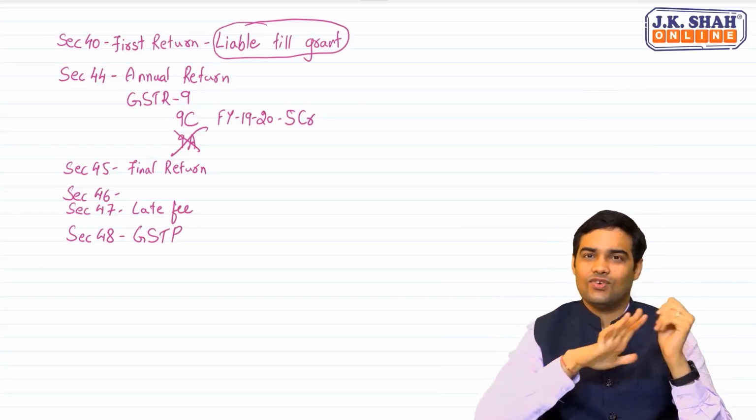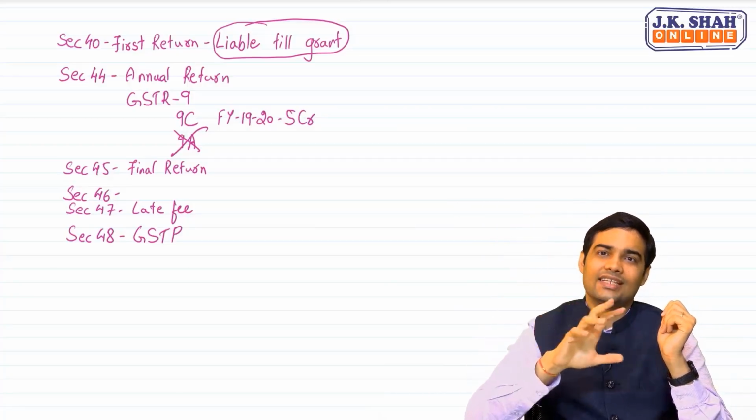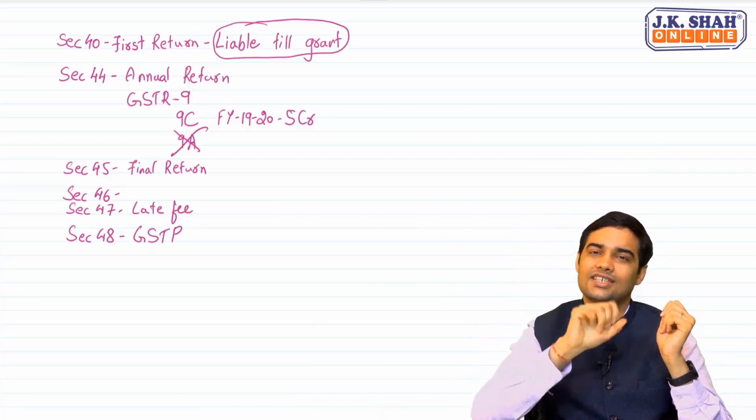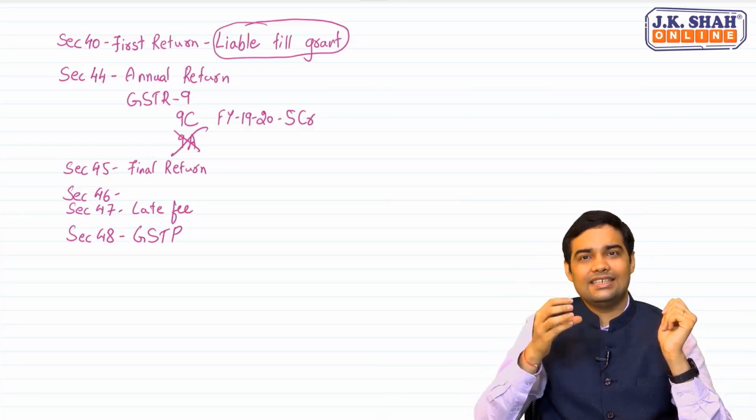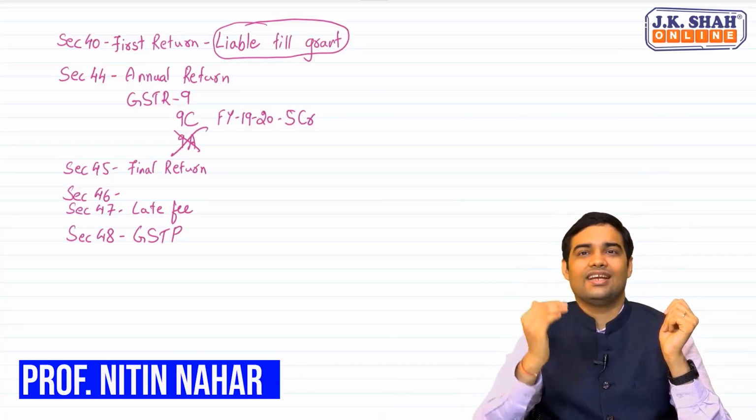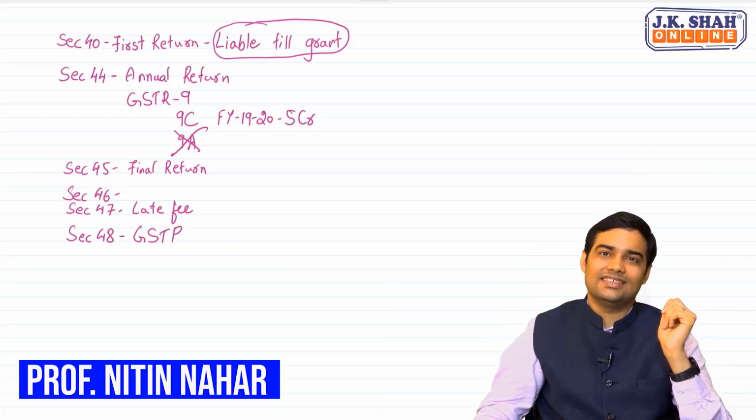Yes, so first was the return flow. Thereafter, we moved towards QRMP scheme, Rule 36(4), 86A, 86B, and finally, we concluded with these sections.